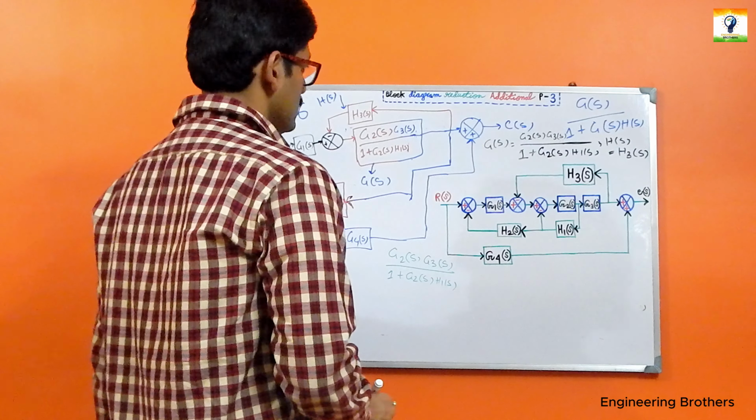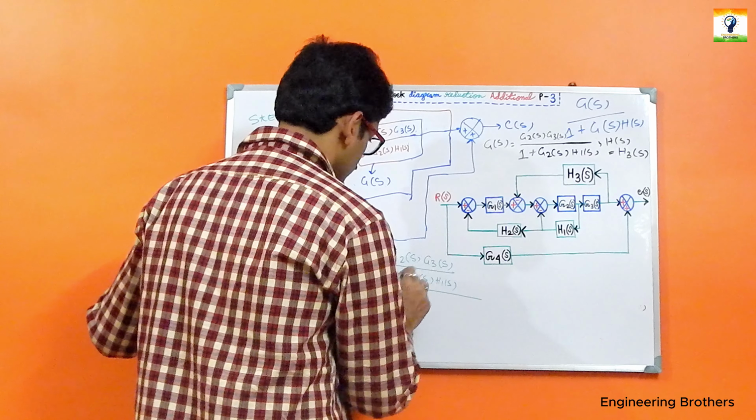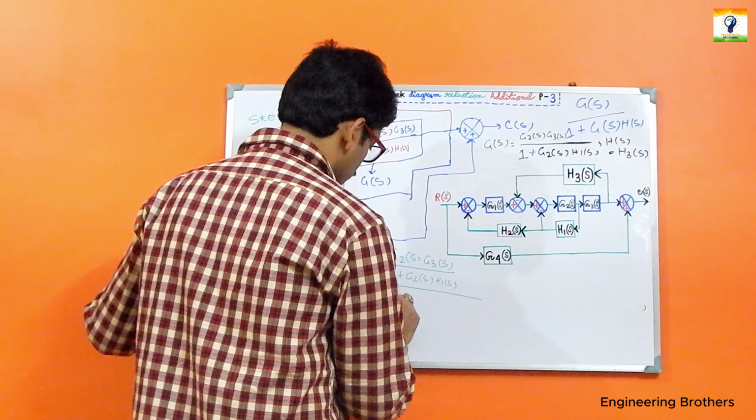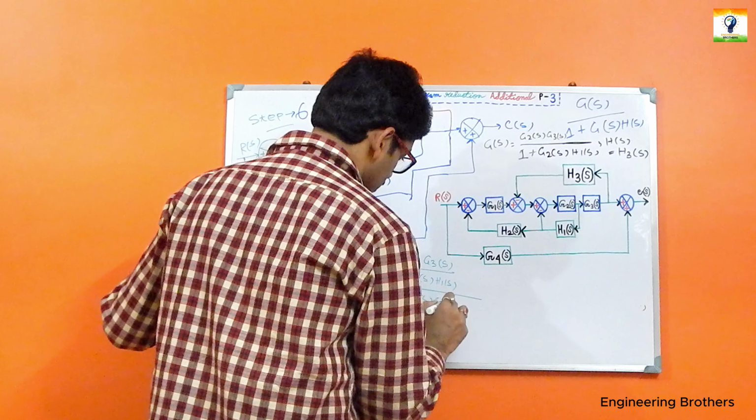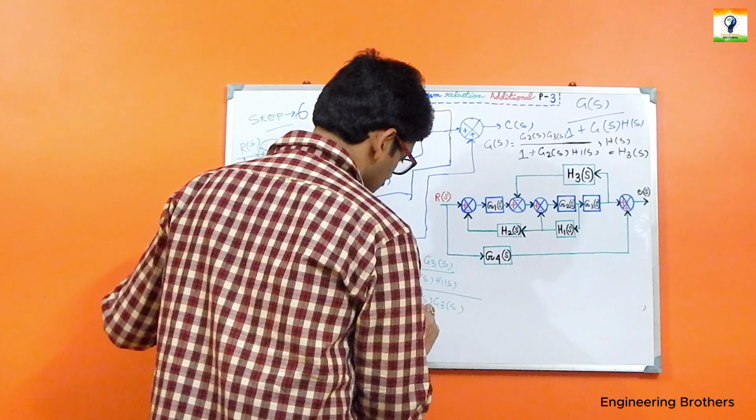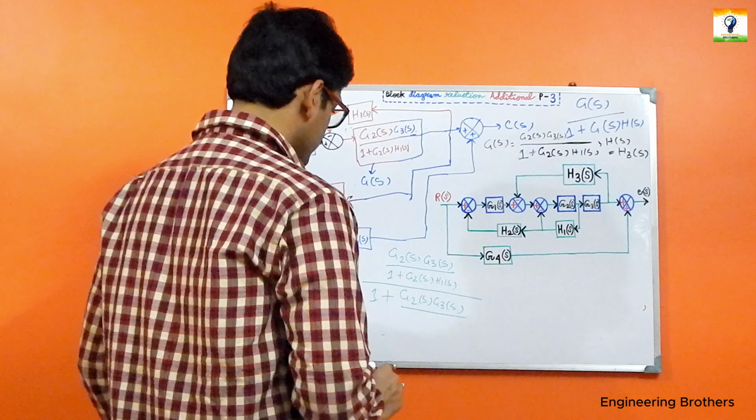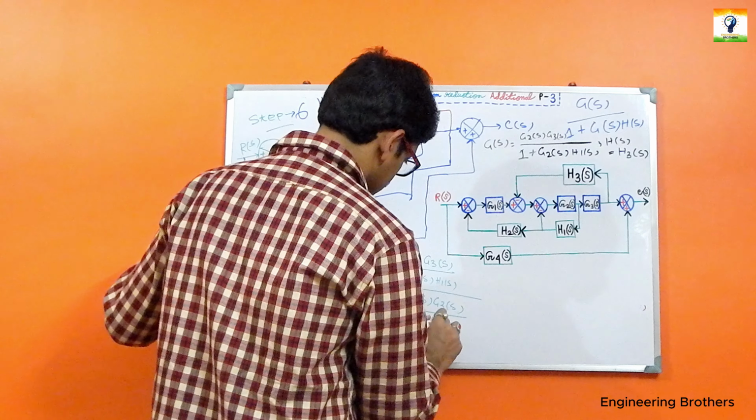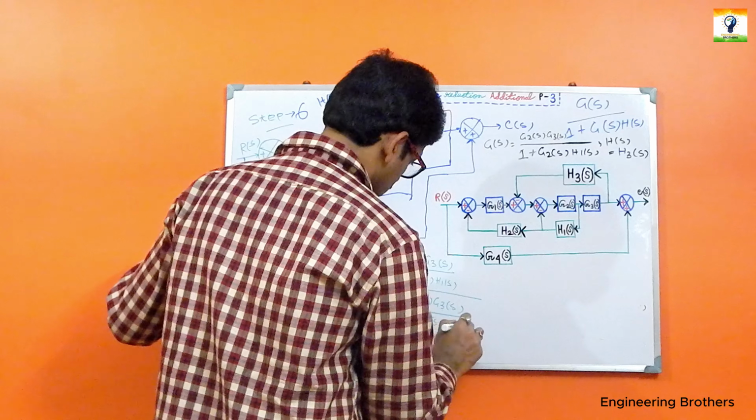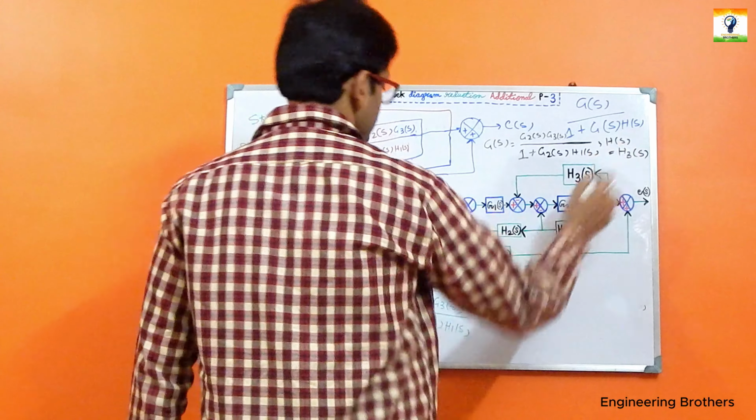Okay. Now if we just put that in our given expression over here, this is going to be GS plus 1 plus our G2S G3S divided by our 1 plus G2S H1S multiplied with our HS. HS is our H3S.